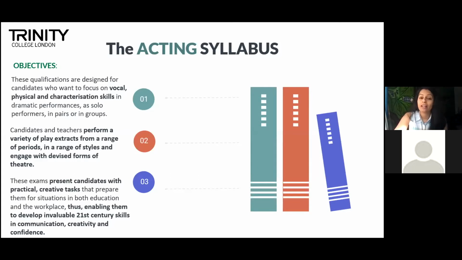Devised drama encourages imagination. It encourages on the spot thinking, and critical thinking, creative problem solving. All these are the other names for devised drama techniques. So acting under pressure, you will be given a situation of improvisation, and you have to come up with the total performance in, say, just 3 minutes. And so we have all these 21st century skills covered through the tasks that are designed for the acting syllabus, and so to say, for all the Trinity College London syllabus that we have.